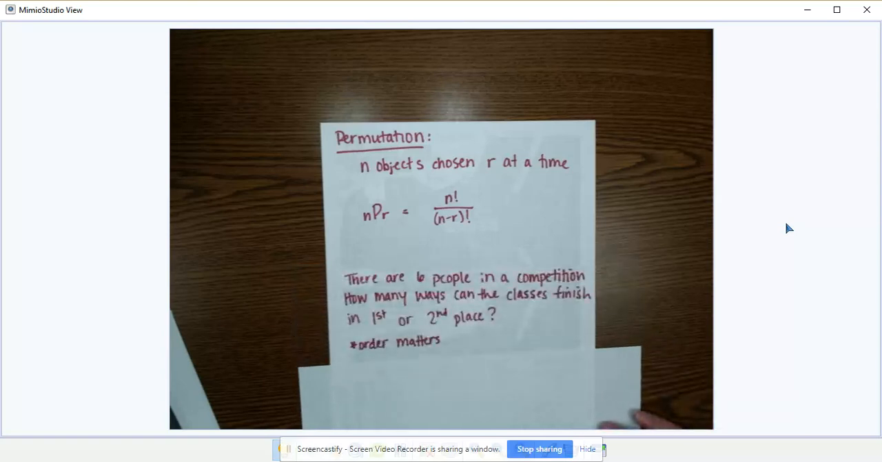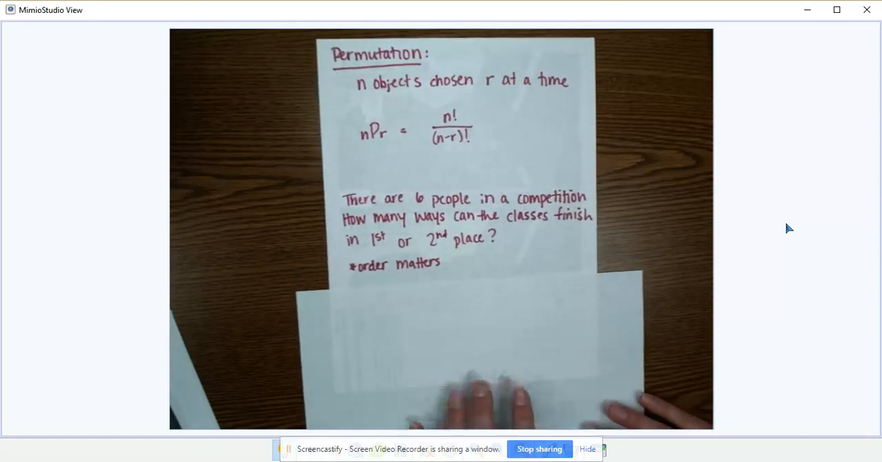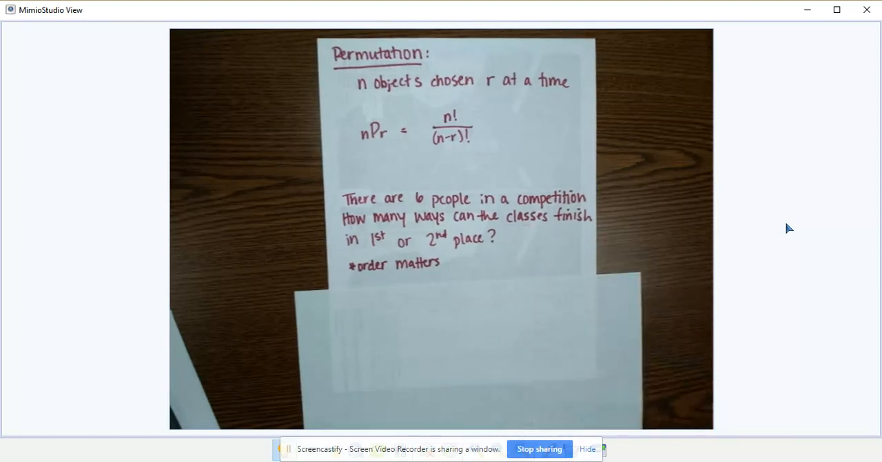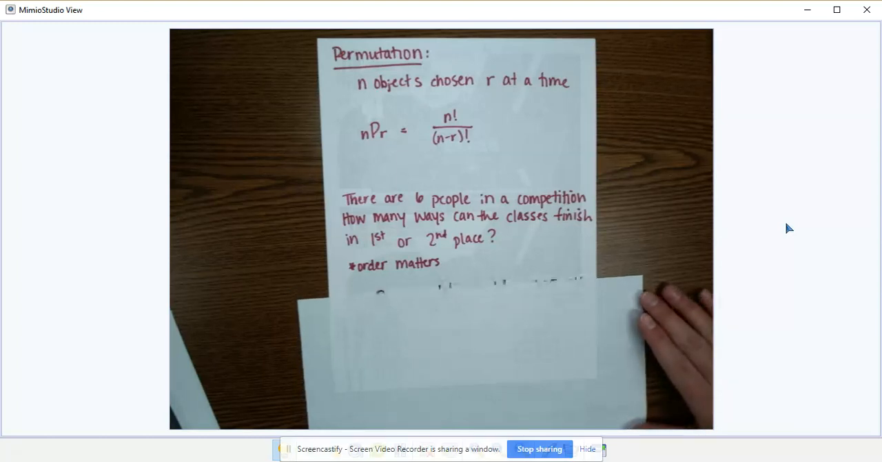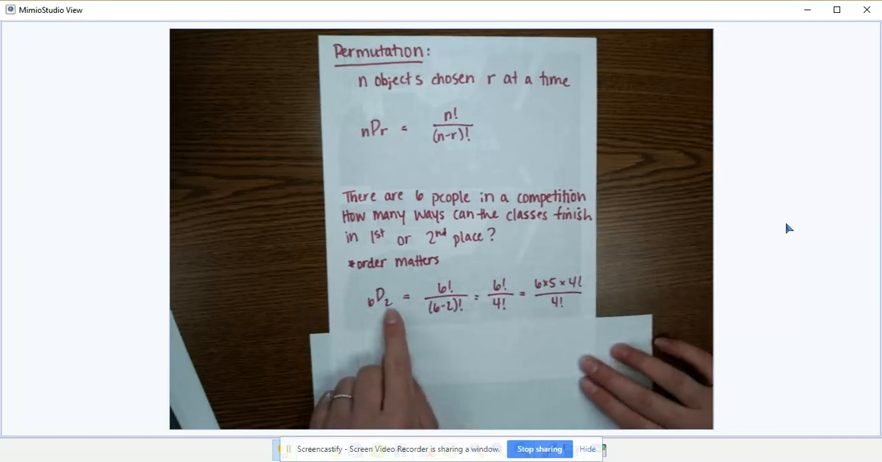So here's kind of a word problem where we would use a permutation. There's 6 people in a competition, and we want to know how many ways the people can finish in first or second. So clearly first is different than second place. So the order that we finish does matter. So there's 6 people total, and we're choosing the top 2 people. So 6P2.